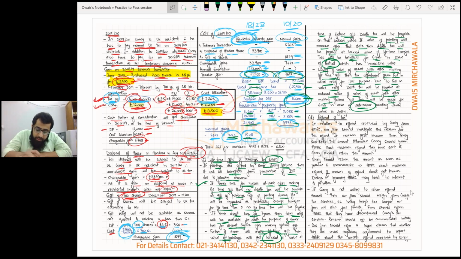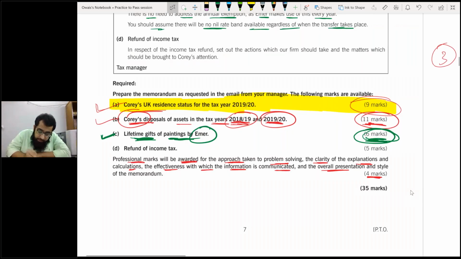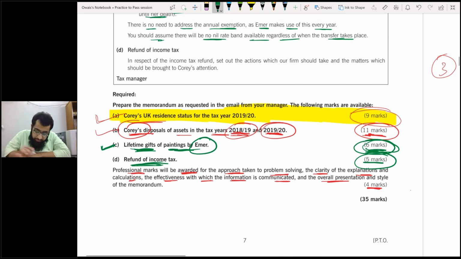Now, last part, refund of income tax, 5 marks. Last part, ethics, very easy. Again, some easy cash marks are available.